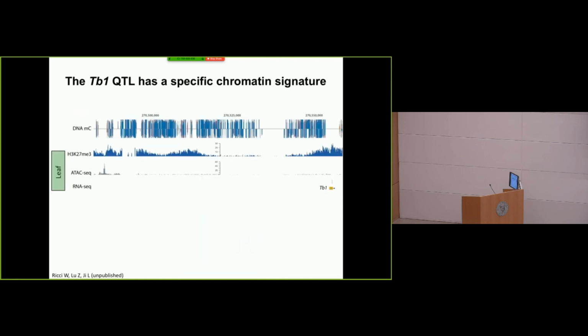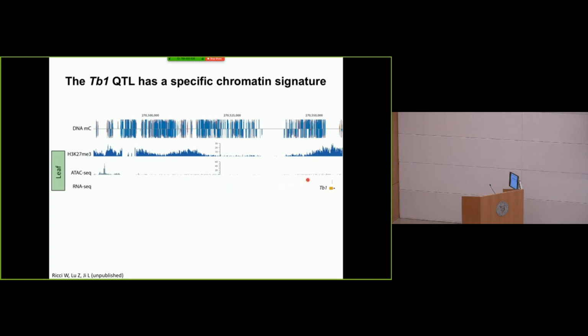And so when we generated our data, the first place we looked was at a handful of important loci that have been characterized over the years, really about 4 or 5 of them. So this is the TB1 locus. You can see TB1 is located all the way over here. This is the coding sequence. Here's a track of DNA methylation. Here's a track of H3K27 trimethylation. Just remember, this is involved in transcriptional repression. And then here's the ATAC-seq data.